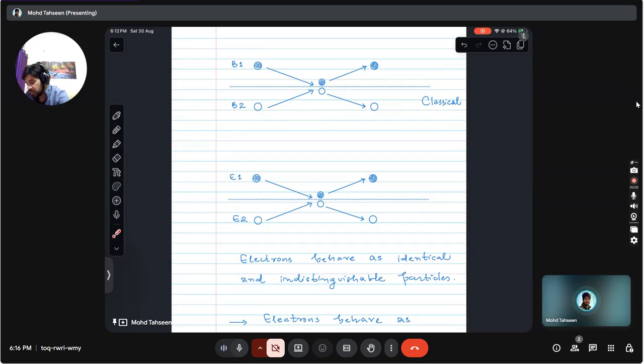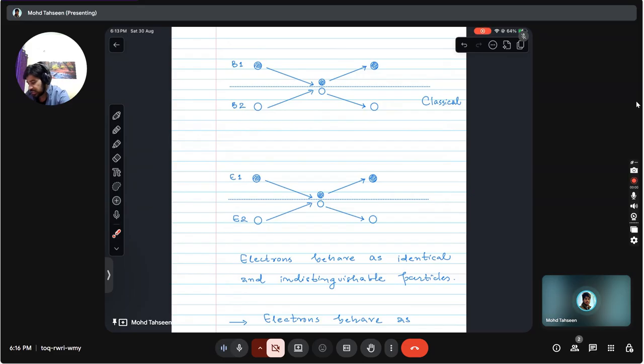Similarly, ball 2 comes in and hits the other ball, and the momentum transfer changes its direction, and it is reflected across this. So this is the final position of ball B2.